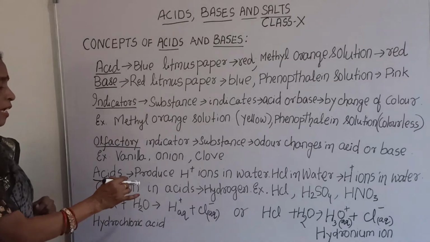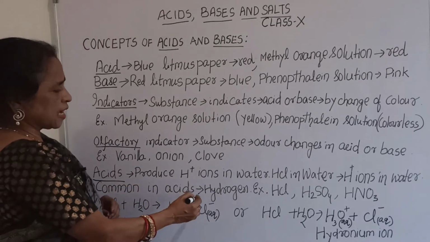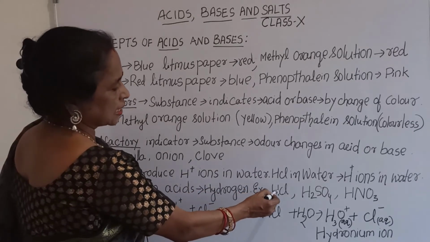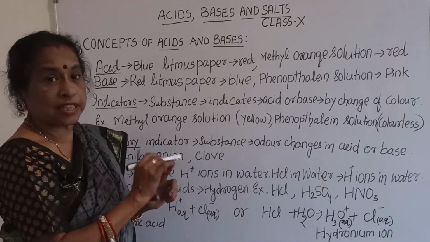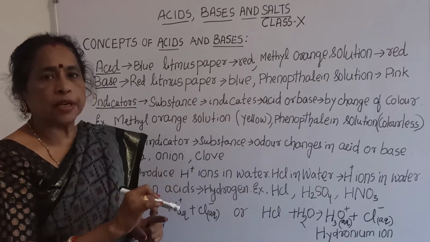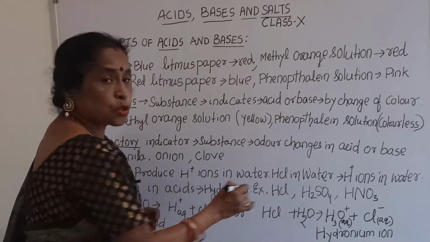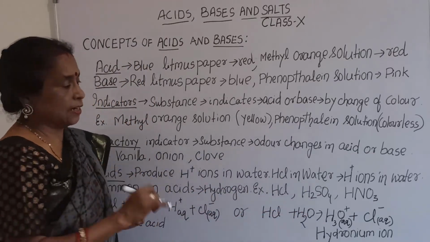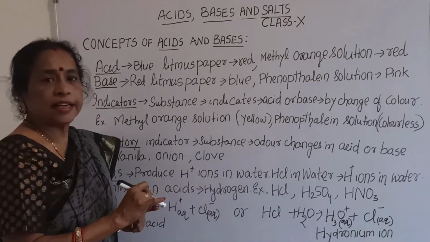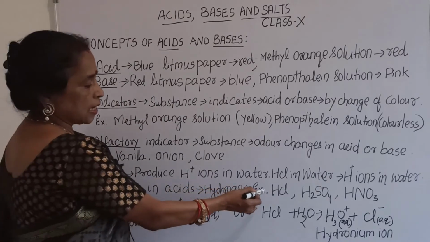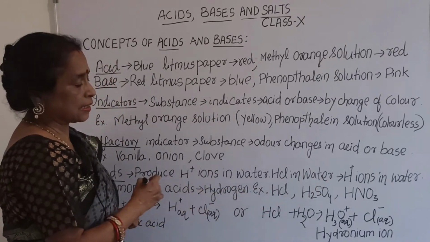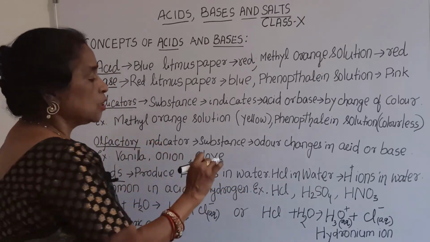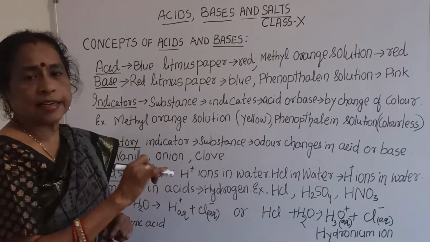Now let's see examples of acids. HCl, hydrochloric acid. What is H2SO4? Sulfuric acid. What is HNO3? Nitric acid. So here three examples of acids are there: hydrochloric acid, sulfuric acid, nitric acid.